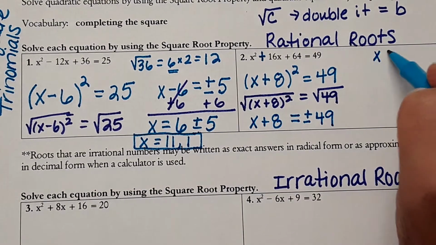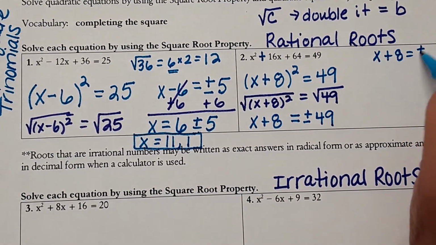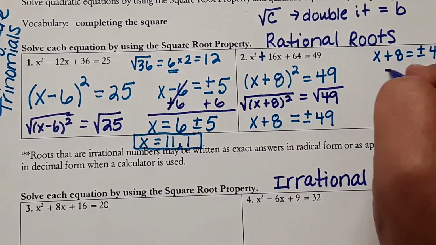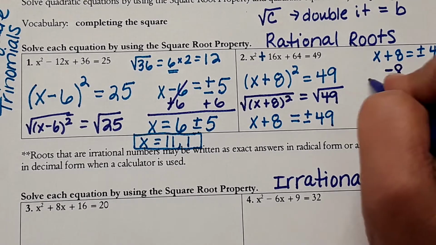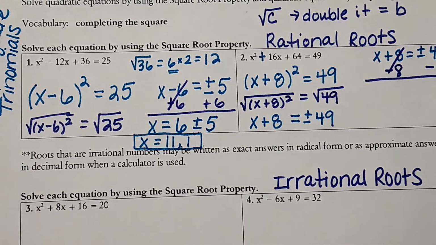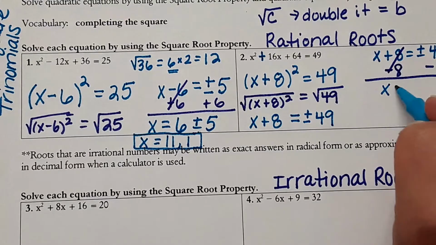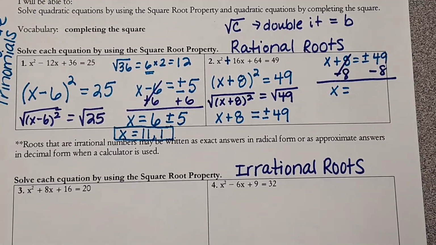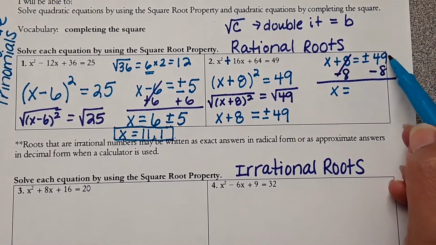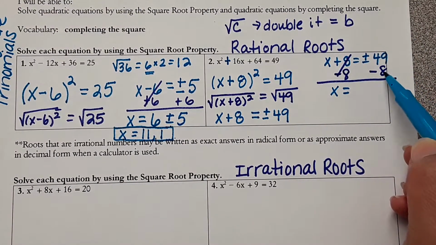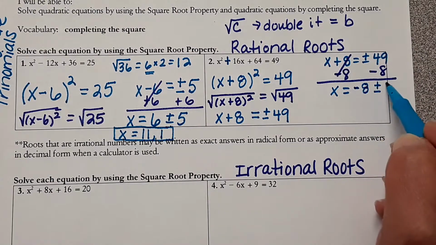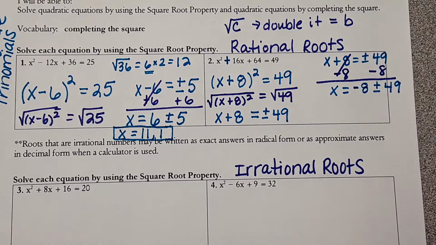So I'm just going to move this up here, and then I'm going to subtract the 8 from both sides. x equals, now remember what I said, that negative 8, you're going to put it in the front, plus or minus 49. Okay, does anybody know that I've already made a mistake?